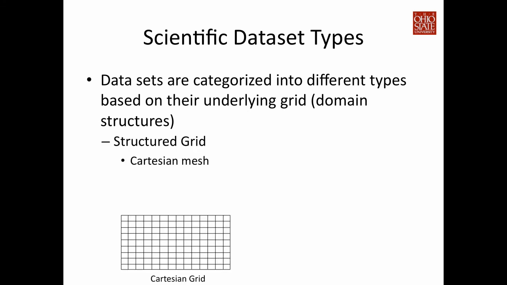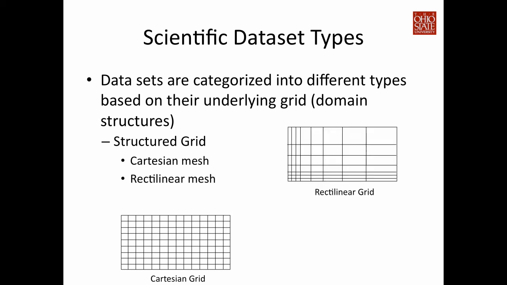For a regular Cartesian grid, the space between consecutive x, y, and z grid lines remains constant. This is the simplest form of structured grid data. For rectilinear grid data, the spacing between the grid lines can vary. However, each cell remains a rectangle.